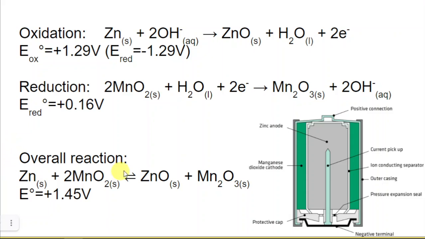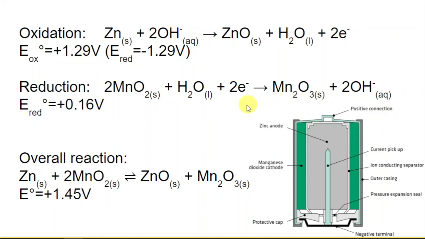And the overall reaction, we can just add all of these and we get that the cell potential, the total standard cell potential, is positive 1.45 volts, which is approximately equal to 1.5 volts. Of course, this is just the standard cell potential, so it can change depending on a lot of factors, like the purity of the substances, the temperature, etc.